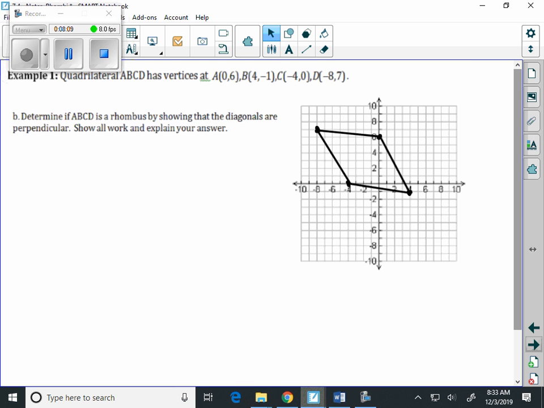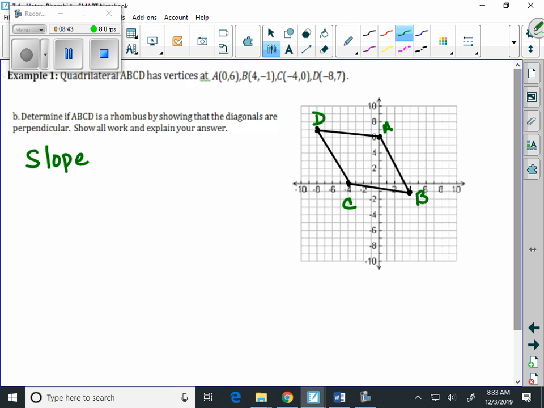So now, if we look at part B, it says determine if ABCD is a rhombus by showing that the diagonals are perpendicular. So now we're looking at diagonals perpendicular. Let's look at, and I didn't label here, but let's label first. Here's A, here's B, here's C, and here's D. I'll start with looking at DB. So we want the slope of DB.